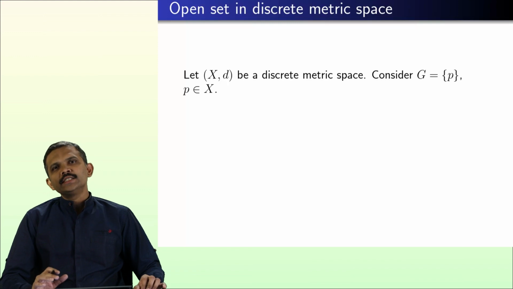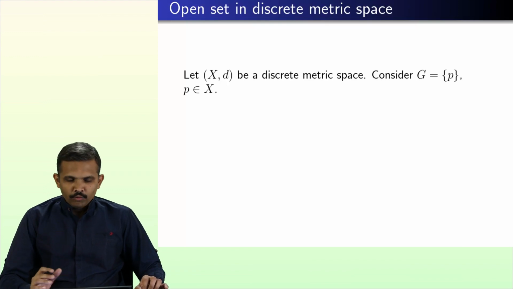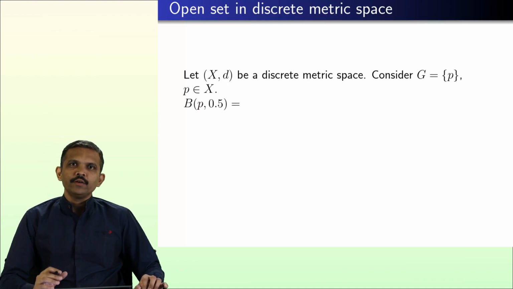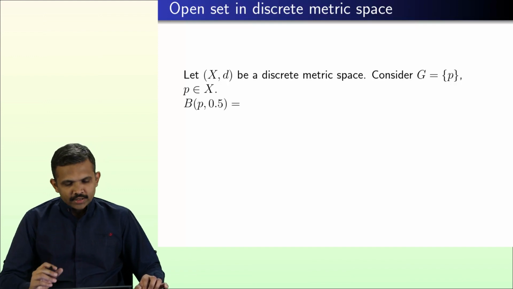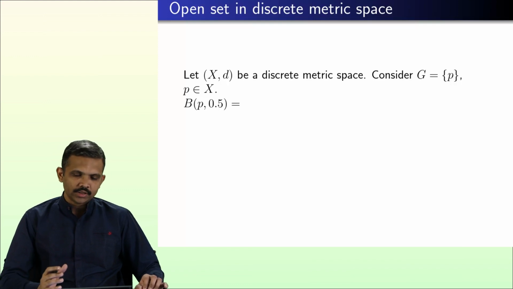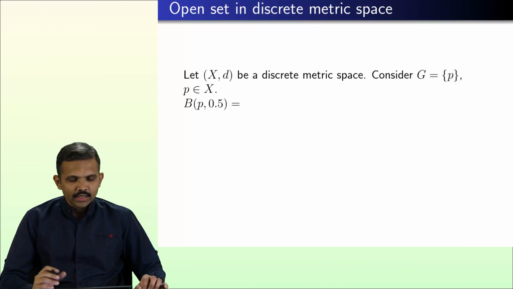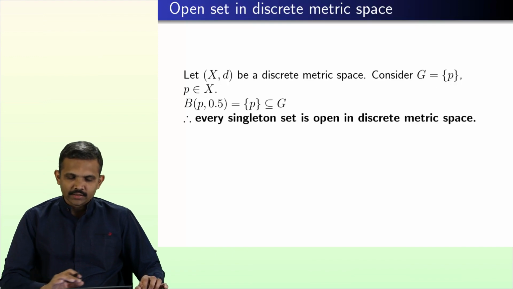I want to say that this singleton set is open. Now, what do we need? I just need to find one open ball around that particular point which will sit inside. You can see, if I take B(p, 0.5), we already have seen the structure of an open ball in a discrete space, hence we can see that it is the singleton {p} which is inside. Hence, I get every singleton set to be open in a discrete metric space.